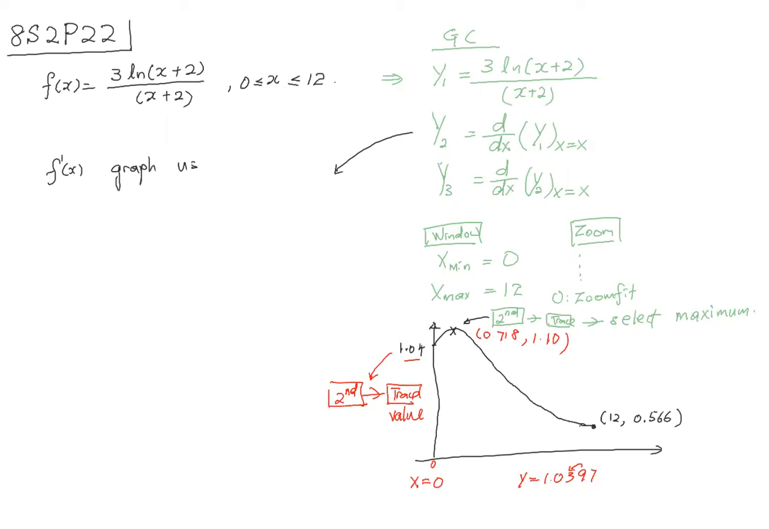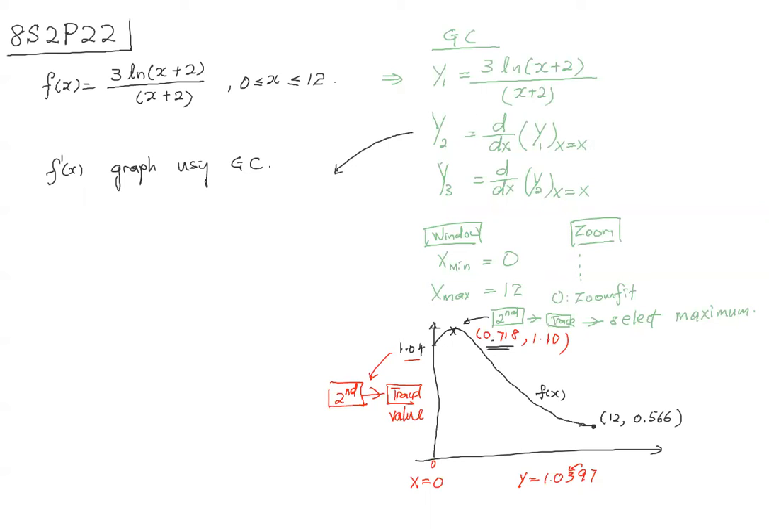Using GC, we don't do it manually, okay, using GC. So we know that from the FX graph, the Y1 graph, my Y2 graph will pass through this point. This is the X-intercept, right? This is the X-intercept. Are you okay?